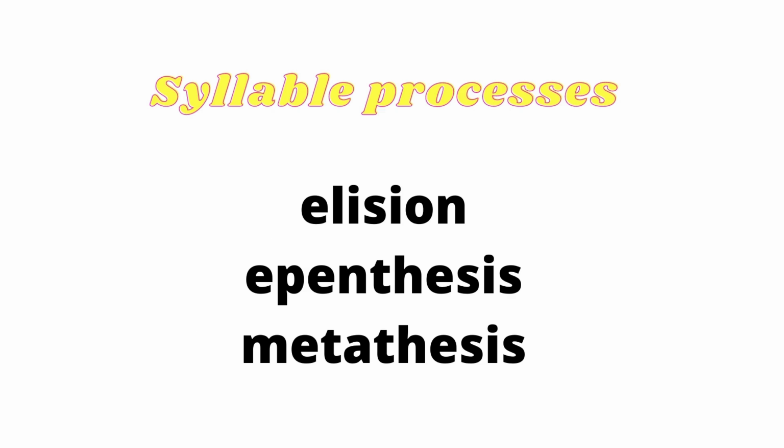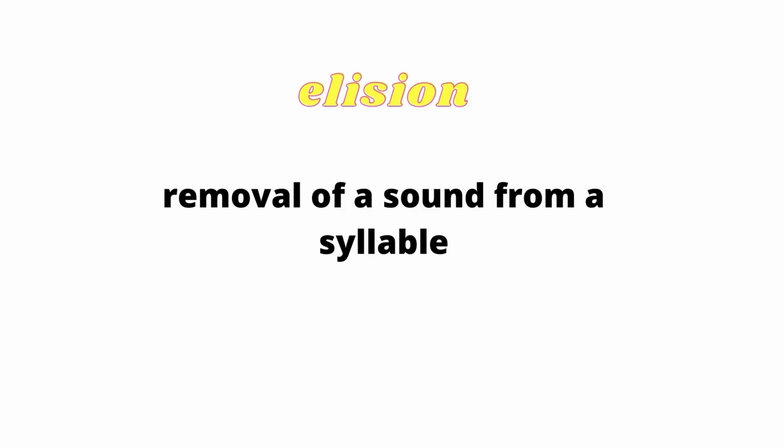Sound processes include syllable processes. Here we will study three kinds of syllable processes: elision, epenthesis, and metathesis. First is elision. Elision is the removal of a sound from a syllable.